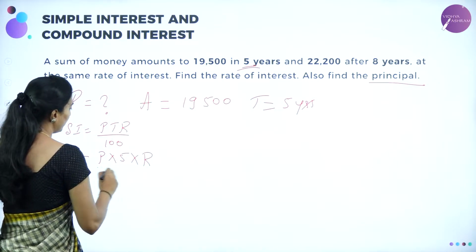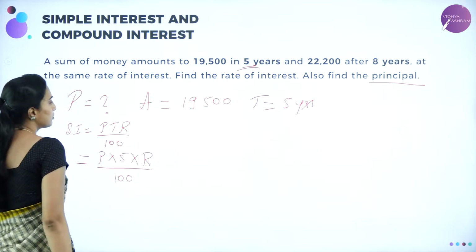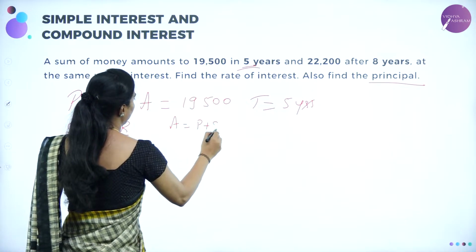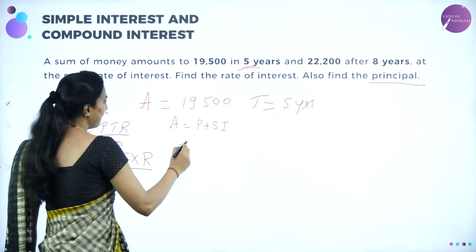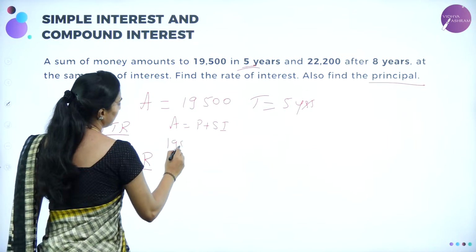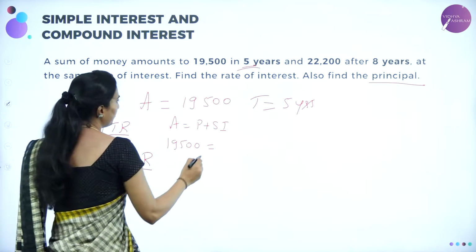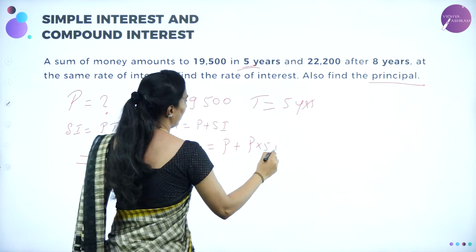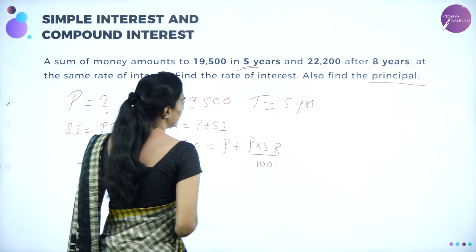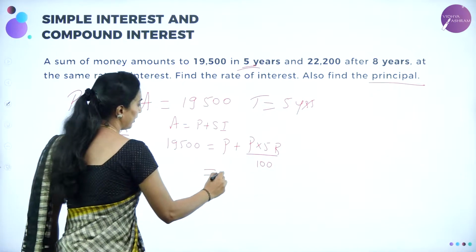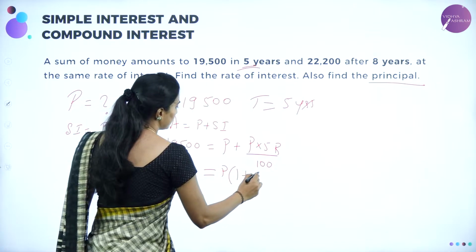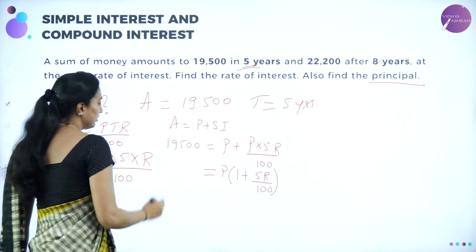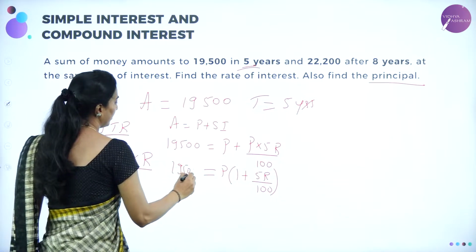Rate of interest also we don't know, 100. Alright, so we know the formula is given by A = P + SI. So let me substitute here. The amount 19,500 is equal to P, which we don't know, plus SI, which we have calculated as P into 5 into R divided by 100. So you can take P as a common factor. P into (1 + 5R divided by 100), which is 19,500 here.